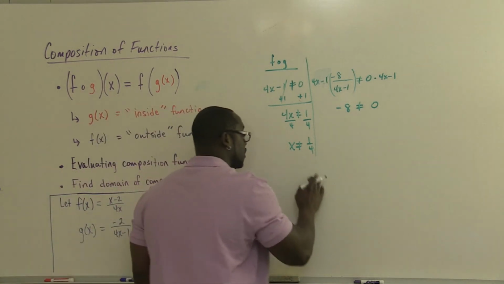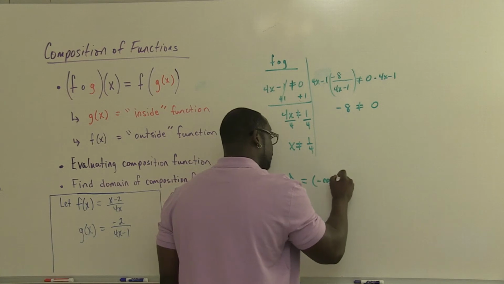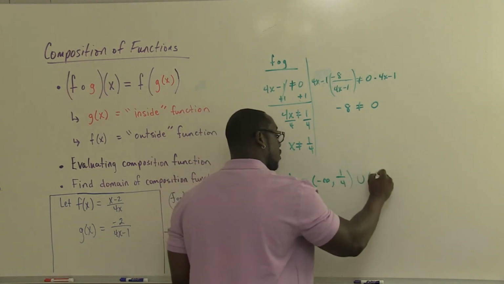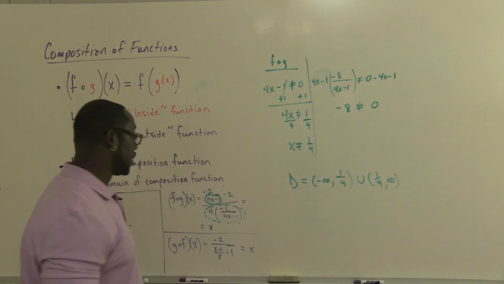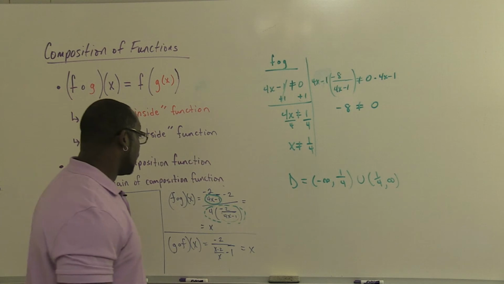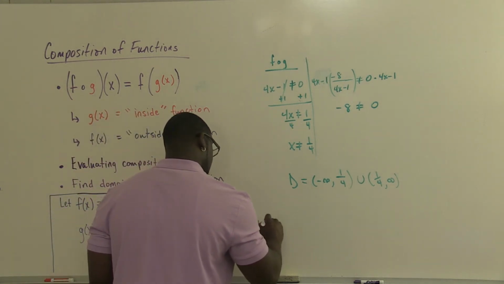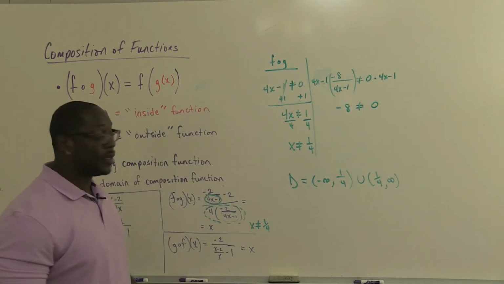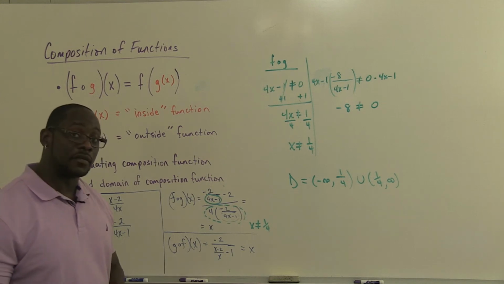So from this, we see that the domain of our function is just all real numbers except for 1/4 here. And in interval notation, it looks like this. So I will just note here for short that x cannot be 1/4 here. And then we'll go on into find out what the domain of g of f of x is.